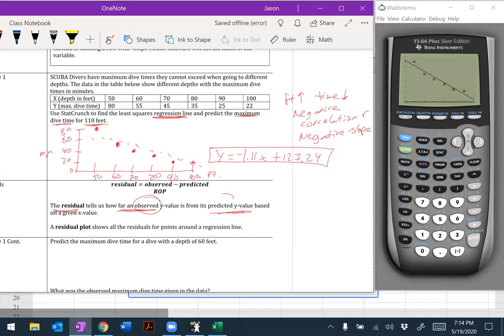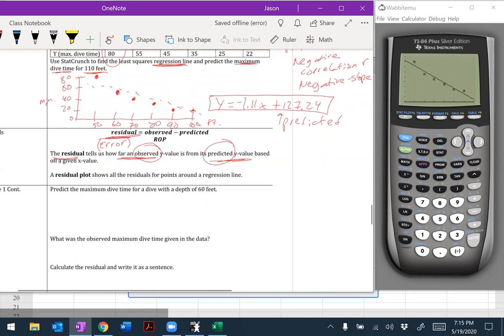Okay, so we have observed and we have predicted, right? The observed was, say for 50, this is the observed. For a depth of 50, we observed a max dive time of 80. So 50 feet, that's observed. The predicted is based on my line of best fit. This is the predicted amount. The difference between the observed and the predicted is what we call this residual amount. It's kind of like the error. If you think of the residual as the error amount, it's the error from the observed to the line of best fit.